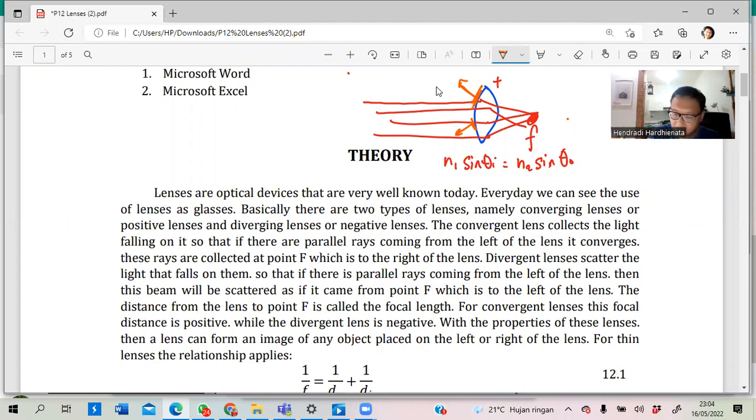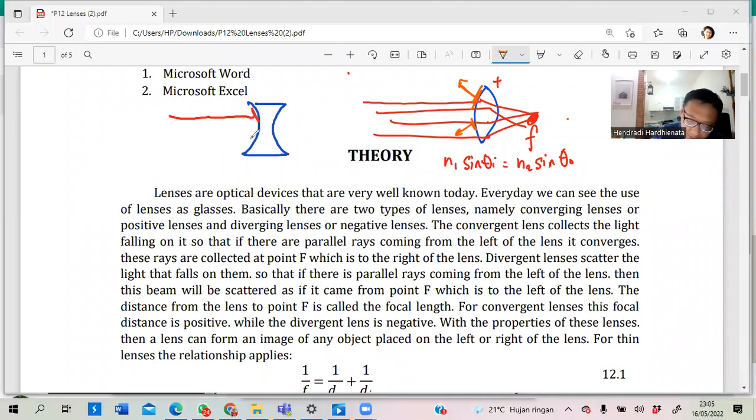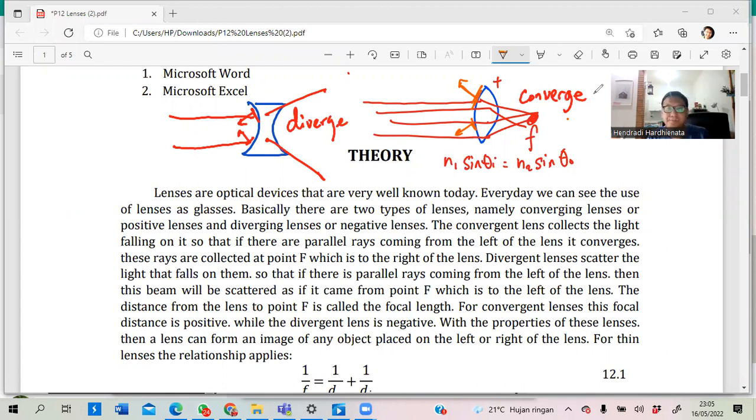The opposite is true for the other type of lens, which is the negative lens or the concave lens. In this case, Snell's law will produce a normal that is going in at this point, and as a result, if you study the geometry here, it will diverge. In the case that we learned today, the ray will converge into the focal point.